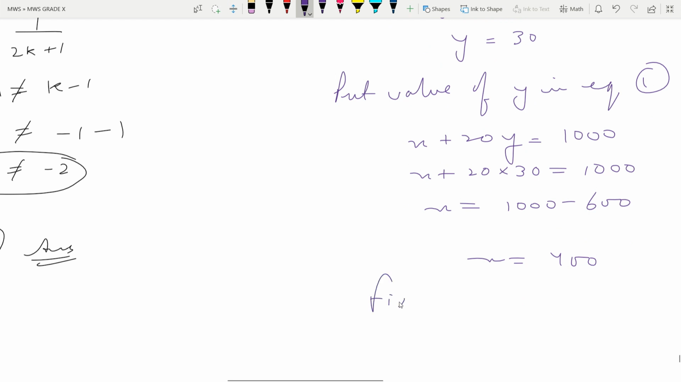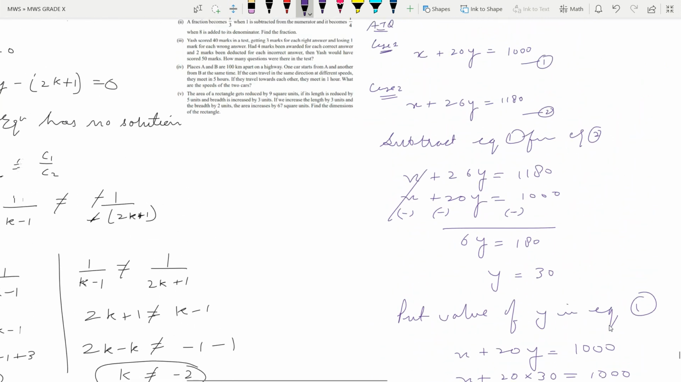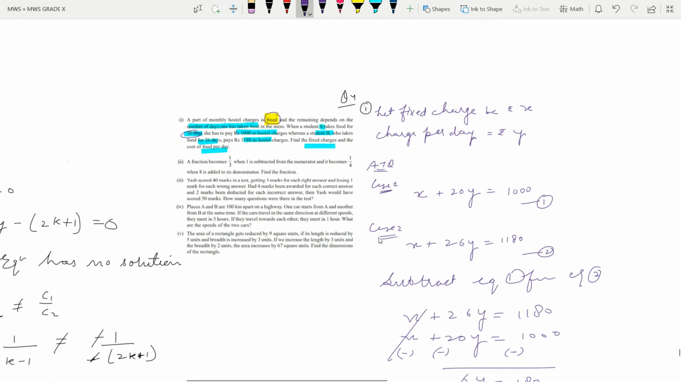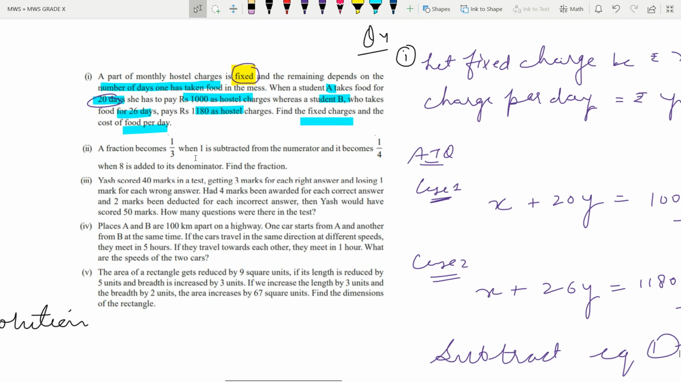So you can write at the end, fixed charge is rupees 400 and charge per day is rupees 30. I hope you are clear with this. So here the question ends, and this was easier. So moving on to the second part of the same question.